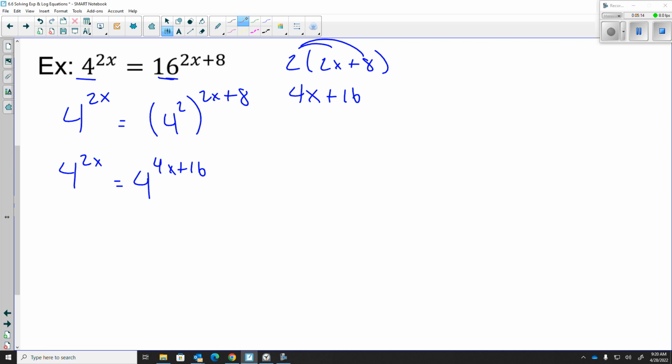Yes. You're going to drop the base, and then the stuff that's in the exponent is left over. It's just an equation now. Drop the base, now you're just left with the exponents.